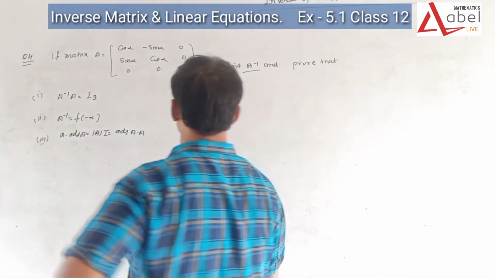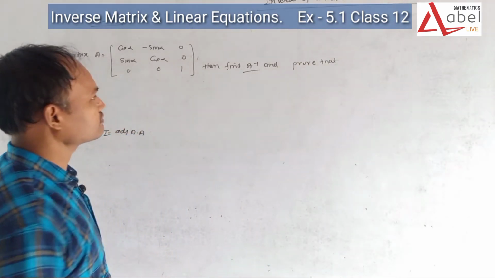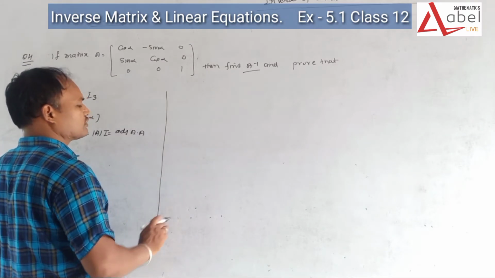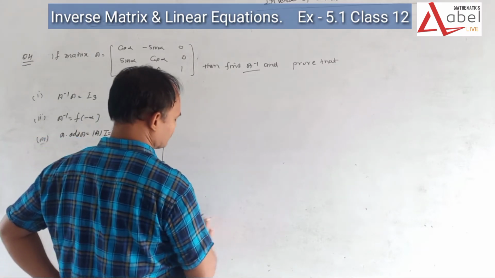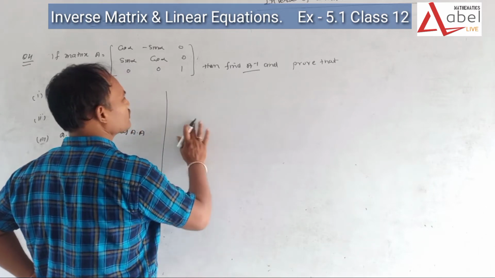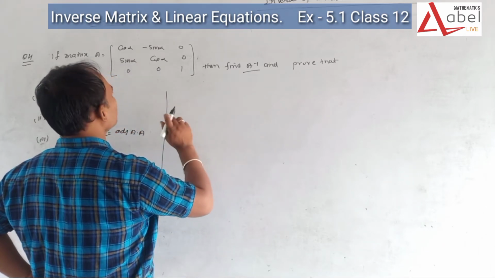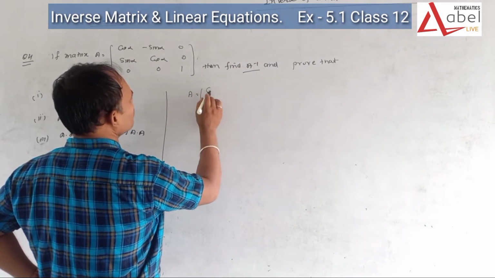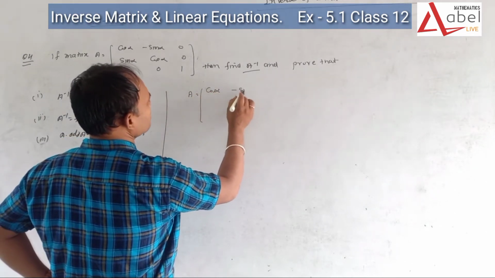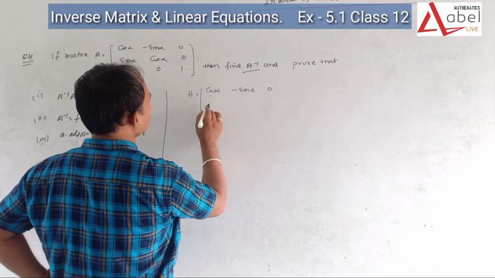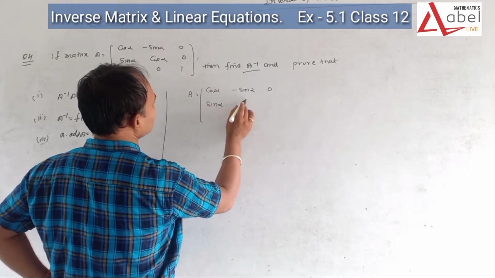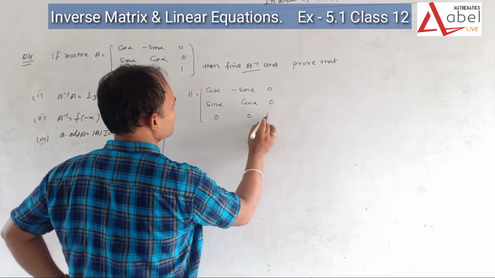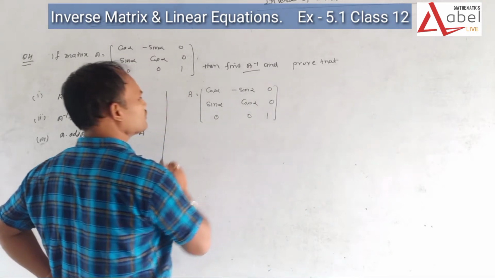Okay, so what is the A inverse? This type of question is so interesting, but we have to solve. These are lengthy questions we are going to solve. Okay, so A inverse. For A inverse, I am going to write the first question. It is cos alpha, minus sin alpha, 0, sin alpha, cos alpha, 0, 0, 0, 1. Okay students, it is the value of A.